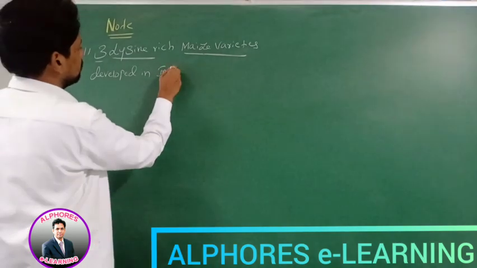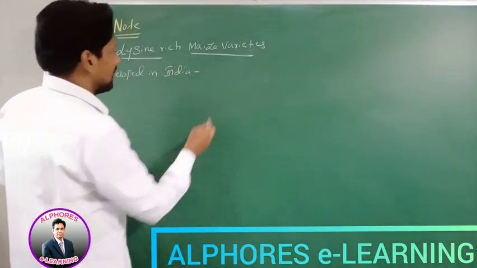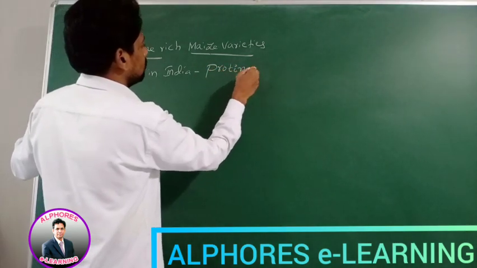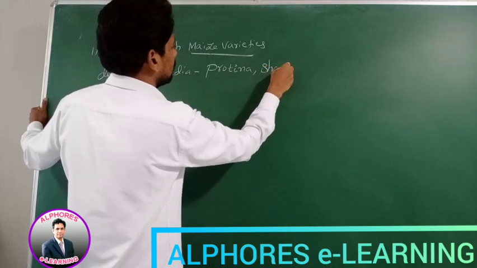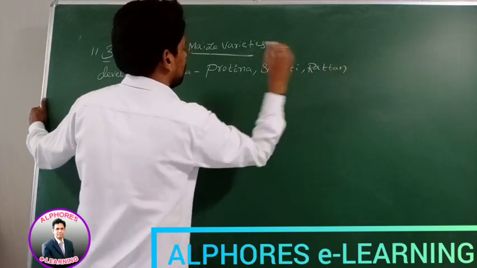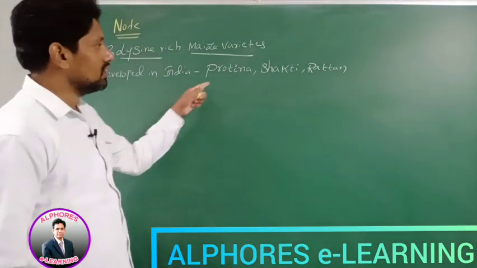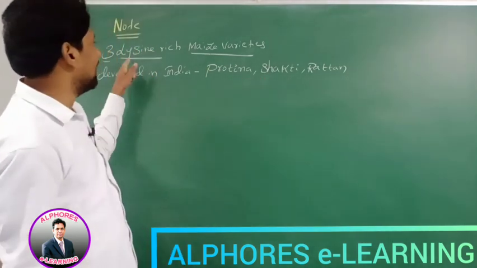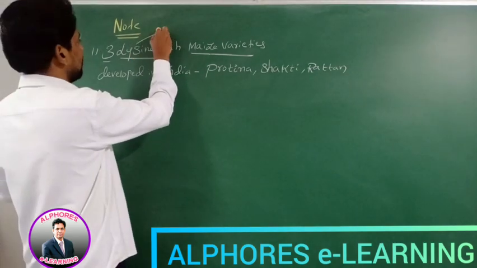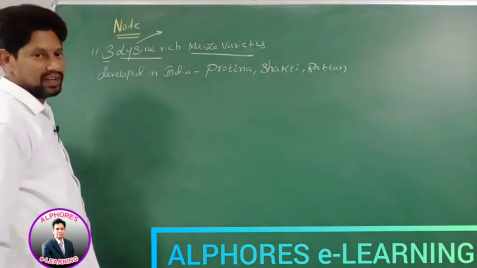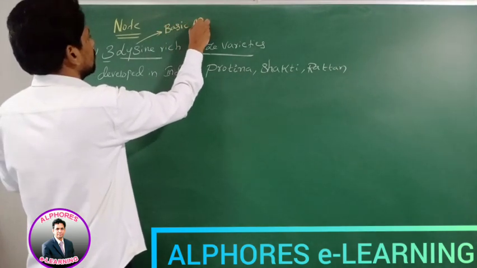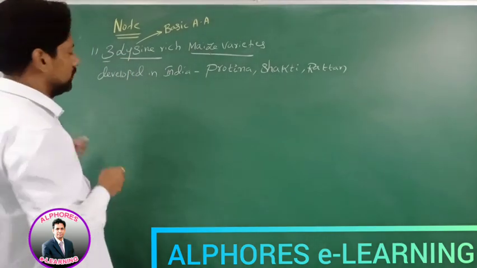in India. They are developed in India. What are they? Protina, Shakti, Rathan. These three are lysine-rich maize varieties developed in India. Lysine, is it a protein or an amino acid? It is an amino acid. Which amino acid? A basic amino acid. Lysine is a basic amino acid.